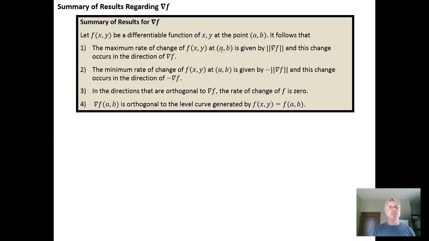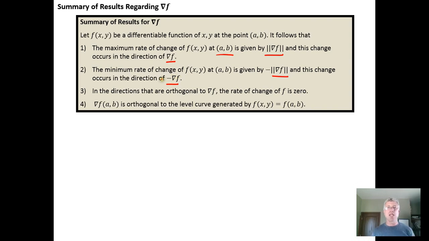And we can summarize these key results right here. This is a summary of the key points we've just gone through. The maximum rate of change at any point (a, b) that you can plug into f of x, y is going to be the size of the gradient vector evaluated at (a, b). That tells you the maximum possible change, and the gradient vector gives you the direction in which that largest change occurs. The minimum rate of change is always going to be the opposite of the size of the gradient vector, and you'll always move in the opposite direction of the gradient vector if you want to move in the direction of minimum change.